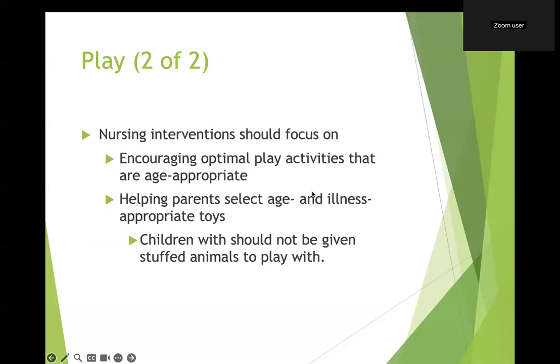Nursing interventions should focus on encouraging optimal play activities, age appropriate of course, and helping parents select age- and illness-appropriate toys. Children should not be given stuffed animals to play with.